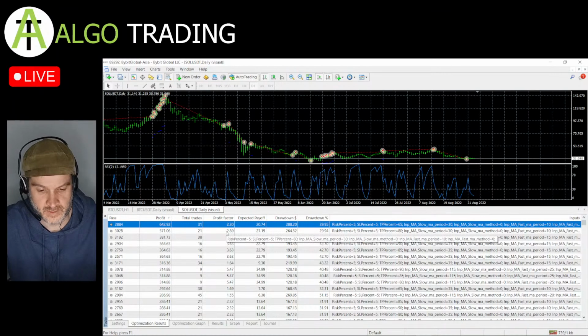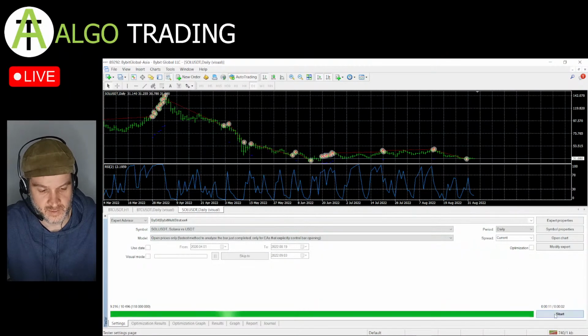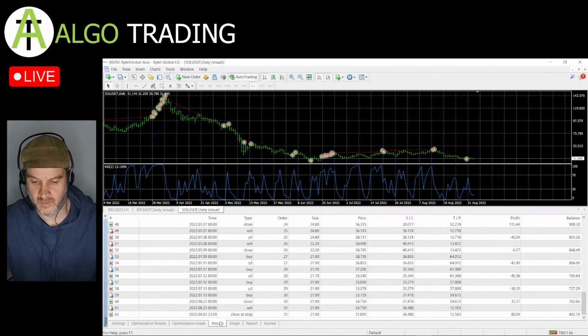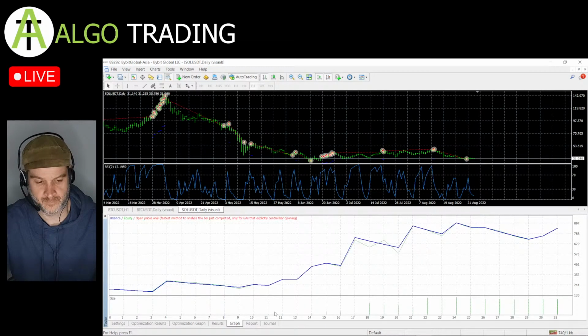Okay, so we got our drawdown slightly down, but our profit came down as well. Just set these as input parameters. Run that. Still not bad. It's a nice curve. Look, I think we've only got about 5 years of data here, so it's not bad. Buy and hold strategy.